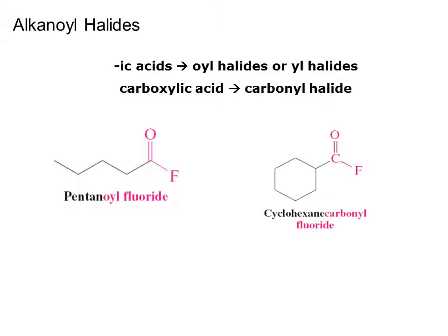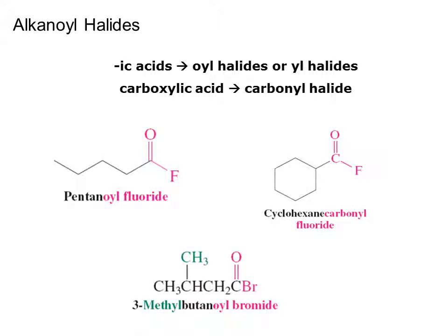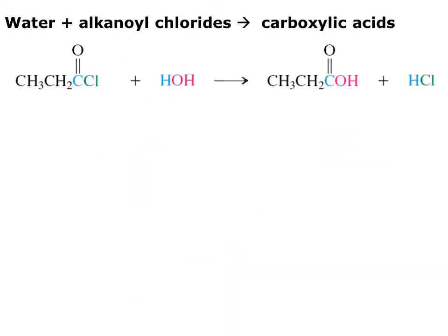Next one, cyclohexane carbonyl fluoride, just a cyclohexane group with that 1 carbon, again having the same functionality as our previous one. 3-methylbutanoyl bromide. Pause the video now and try to draw this structure out. Okay, so you should be saying butanoyl is going to be our base chain. At position 3, we'll have a methyl group. Here we have a bromine instead of a fluorine coming off of our carbonyl. So nomenclature not too bad.